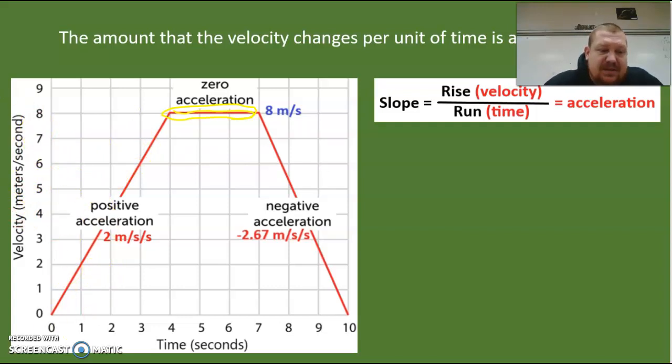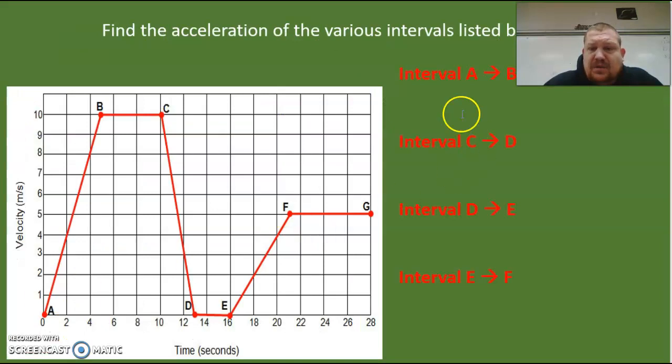So let's do a couple of examples of this. From interval A to B, we're trying to find acceleration. We'll get the green out. I think it shows up a little better. So we need to find the points, just like we did before. We got a point here, here, and here. We got to use 2 of those points, so I'll use these 2, from this one to this one.